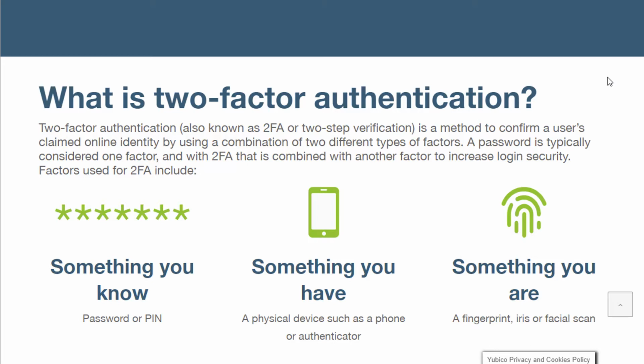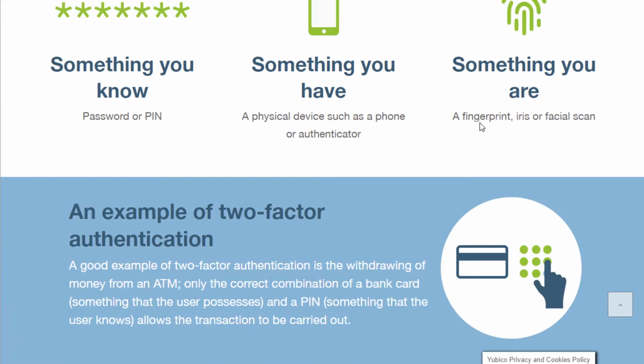With 2FA, it's usually a combination of one of these three things: something you know, like a password or a PIN; something that you have in your possession, that could be like a phone or some kind of authenticator device, a key; or something that you are, biometrics, like a fingerprint or iris scan. The Yubico page gives an example of two-factor authentication: withdrawing money from an ATM. You need the correct combination of a bank card and a PIN before you are successfully able to withdraw money.